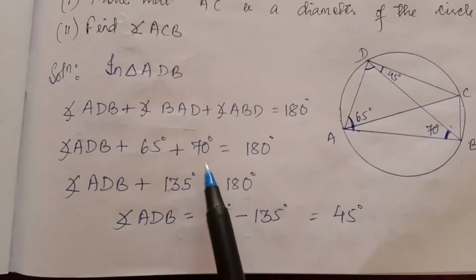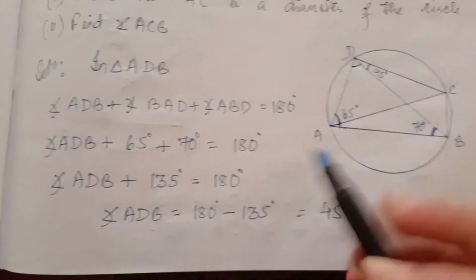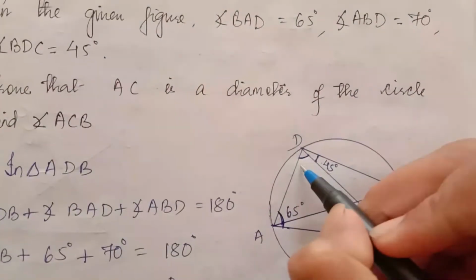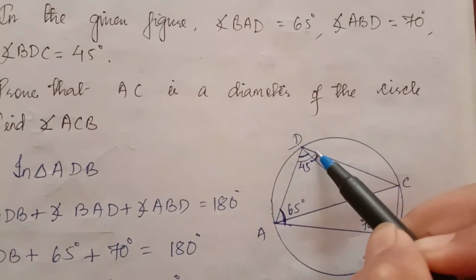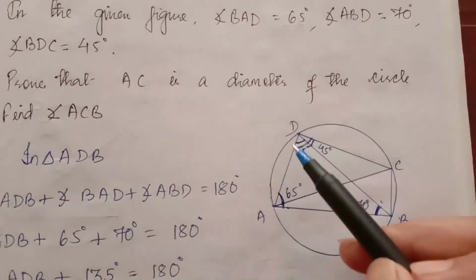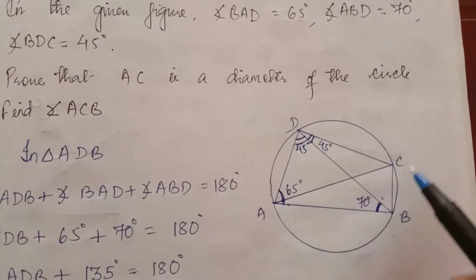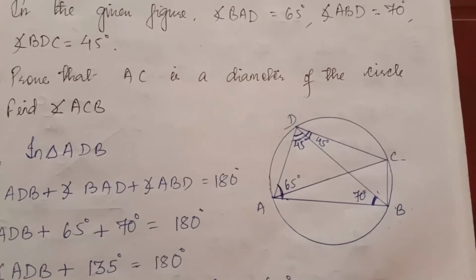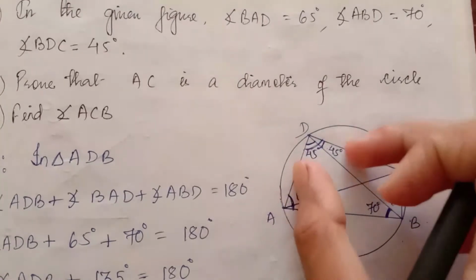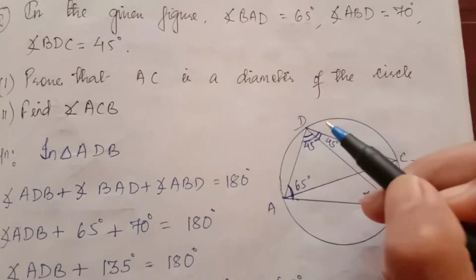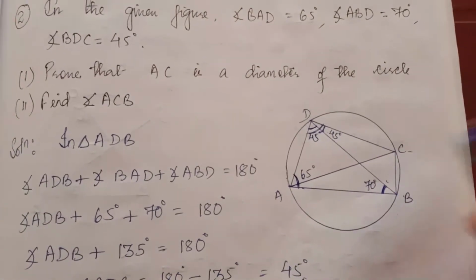We will just write their values. So angle ADB, again we will get 45 degree. So this is also 45 degree. Now if we add this 45 and 45, this angle is 90 degree. So if this is 90 degree, then AC is a diameter because angle in a semicircle is 90 degree. That means diameter always obtains 90 degree at the circumference. So it is proved that AC is a diameter.